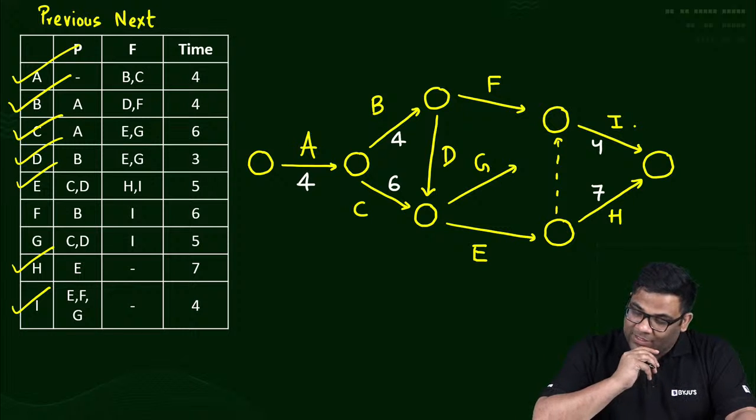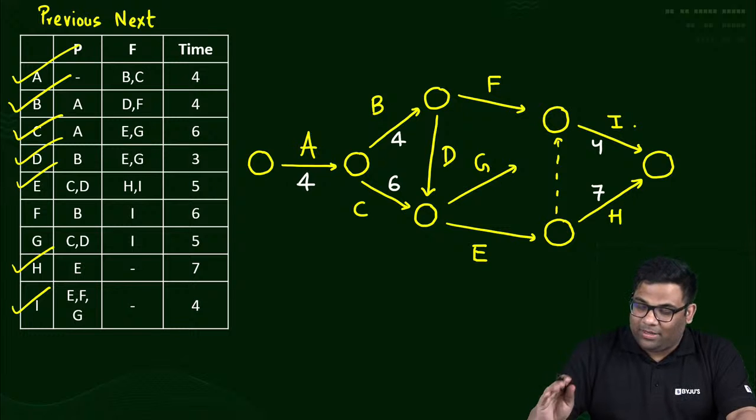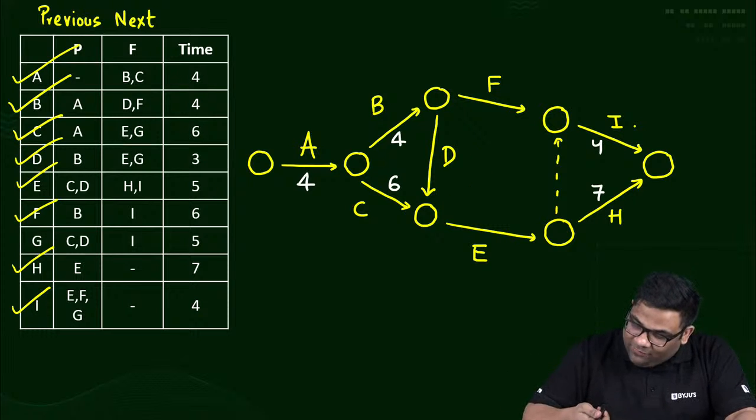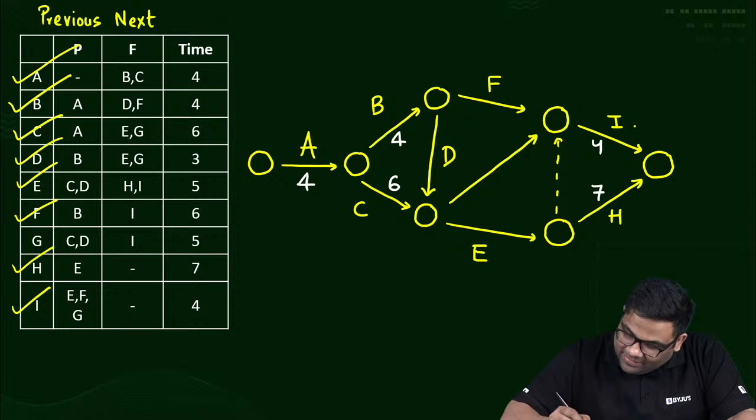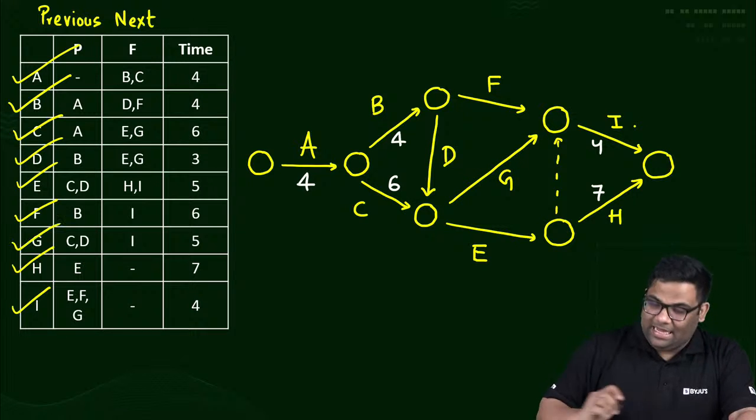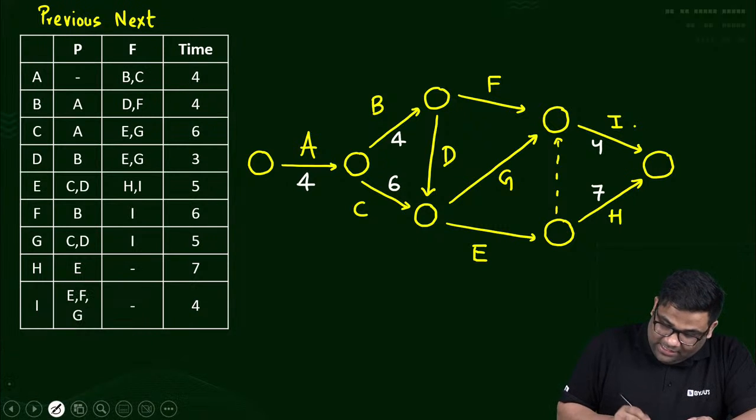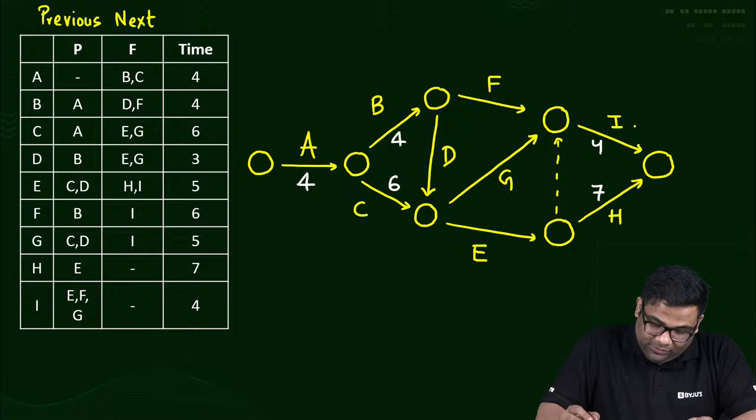Now F has I only. No problem. And G has I only. That means G will connect here. It is done. Now write the duration and check everything finally. D has a duration of how much? 3 days. And then F has a duration of 6 days. Then G has a duration of 5 days. And E has a duration of 5 days.